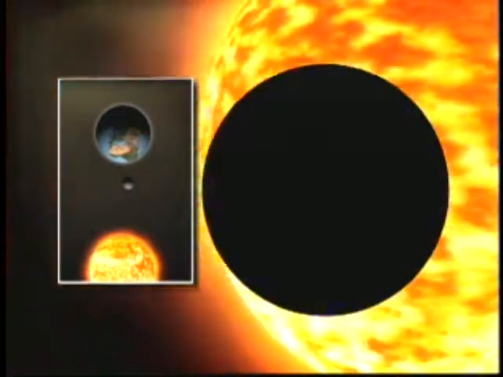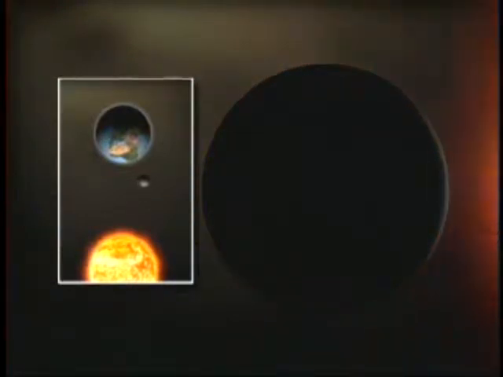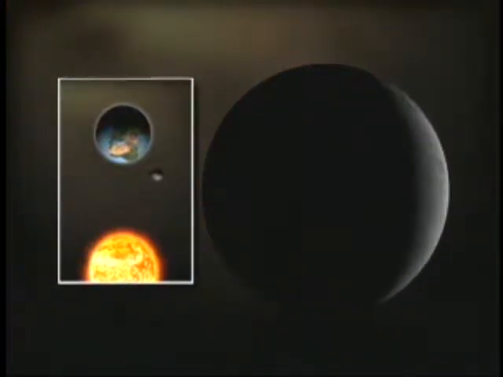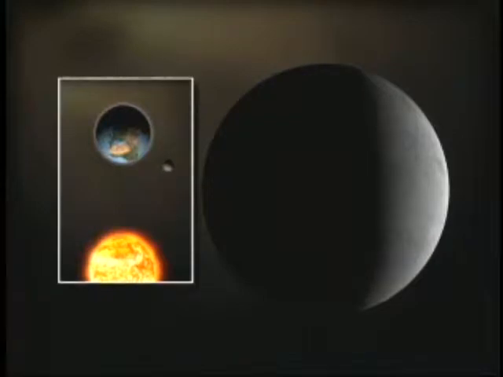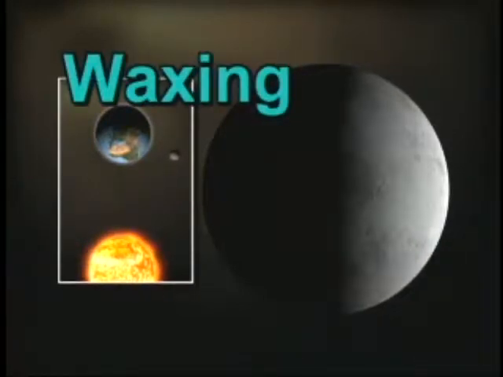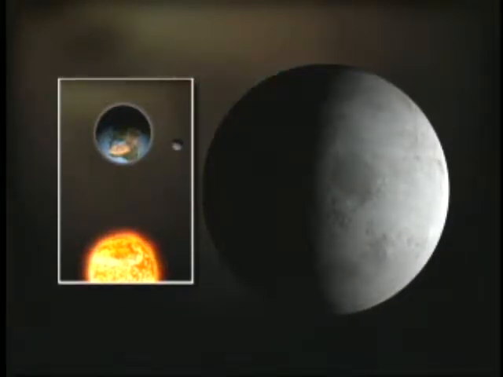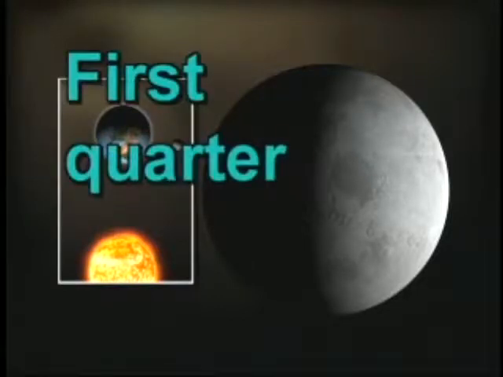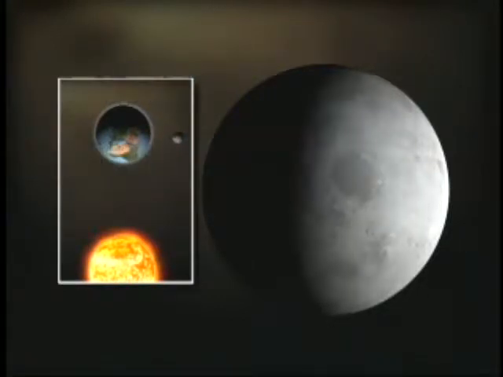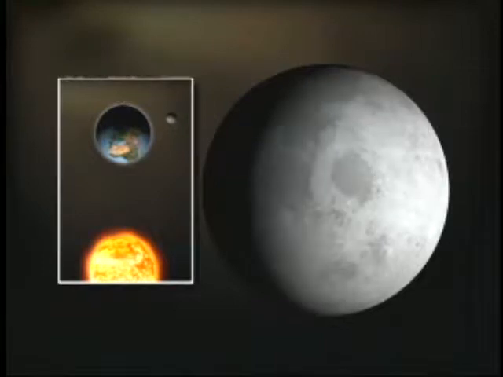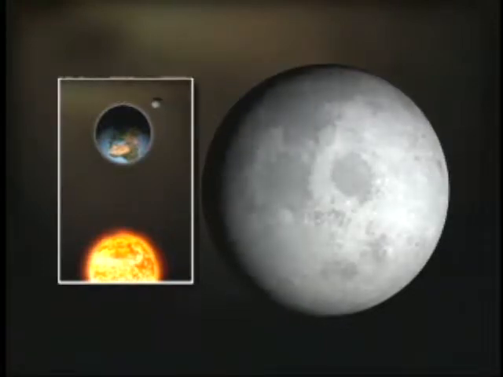But as the moon continues to revolve around the Earth, more of it becomes visible. This process is called waxing. In a few days, the moon continues to wax until the first quarter moon appears. Then, several days later, it becomes a beautiful full moon.